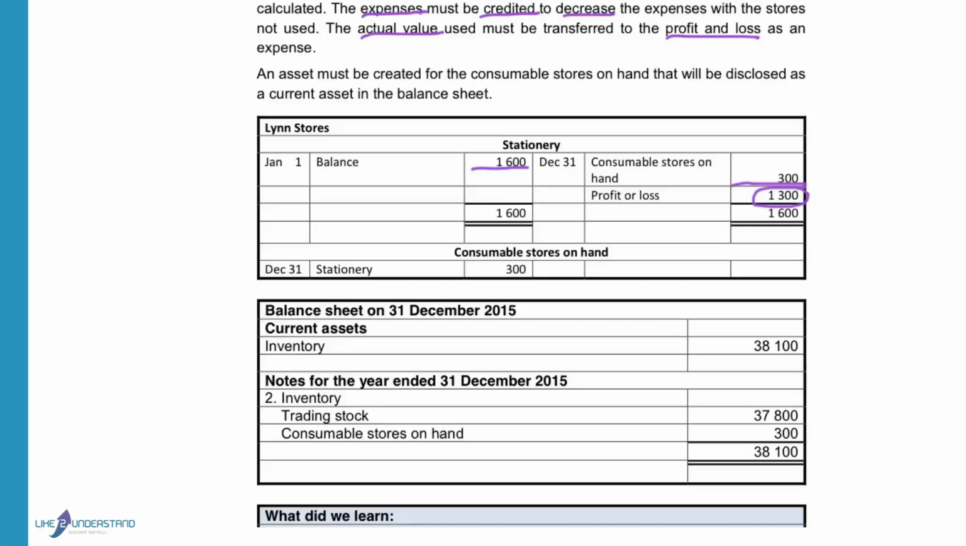So we have an expense account because stationery, petrol, oil is expenses. What we do in expense, we go and we create an asset account for the amount that's left over. So I will credit my stationery account with 300 and I will debit consumable stores on hand. I credit the stationery expense so that I can take the correct amount to the profit and loss account, 1,300. I create an asset so that I can take this 300 to my balance sheet as inventory.